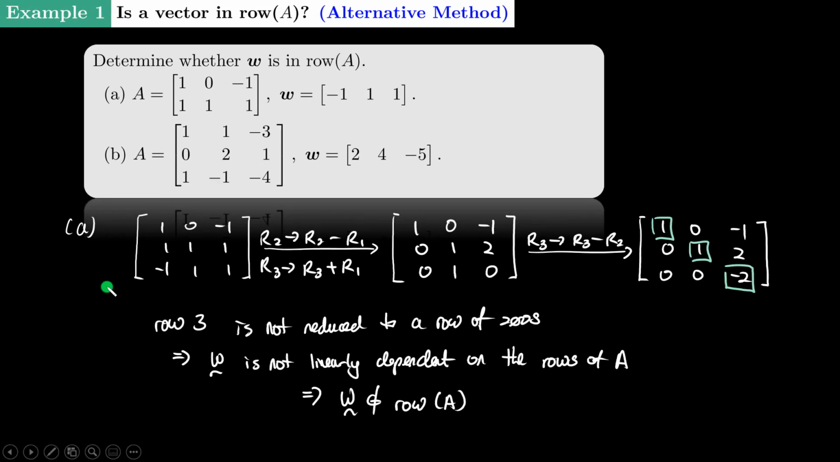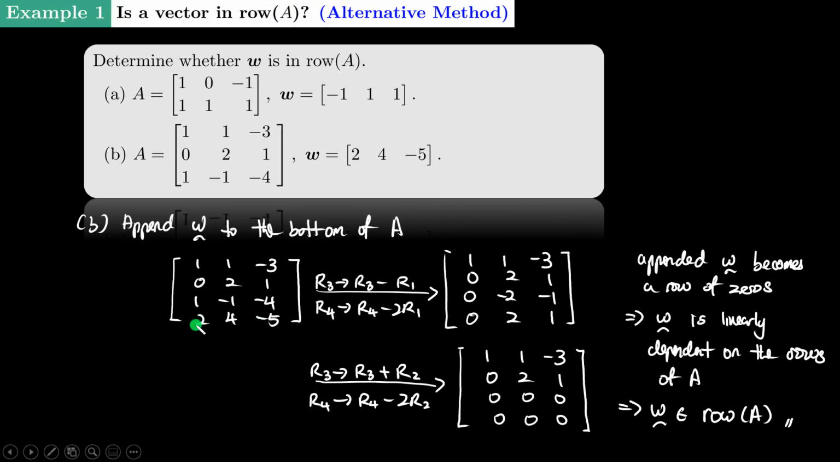I also introduced a second method to solve the same problem, where I append the row vector W to the bottom of the matrix A. In this case, if the REF shows that the bottom row is not a zero row, then W is not linearly dependent on the rows of A. Therefore, we can conclude that W does not lie within the row space of A. Conversely, if the appended row, as in part B, is reduced to a row of zeros, then we can conclude that W is linearly dependent on the rows of A, and therefore W lies in the row space of A.